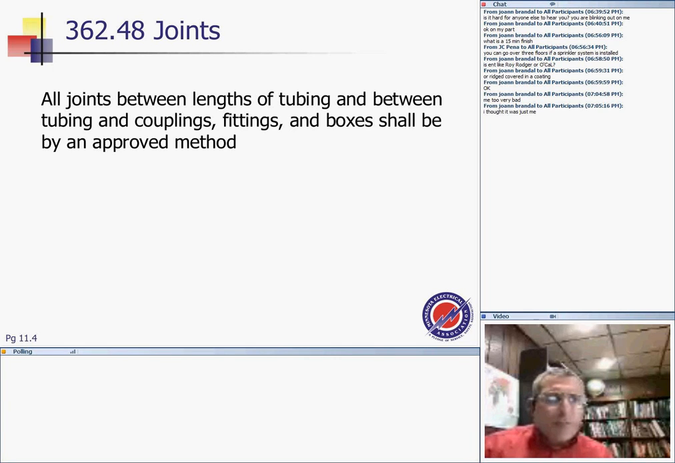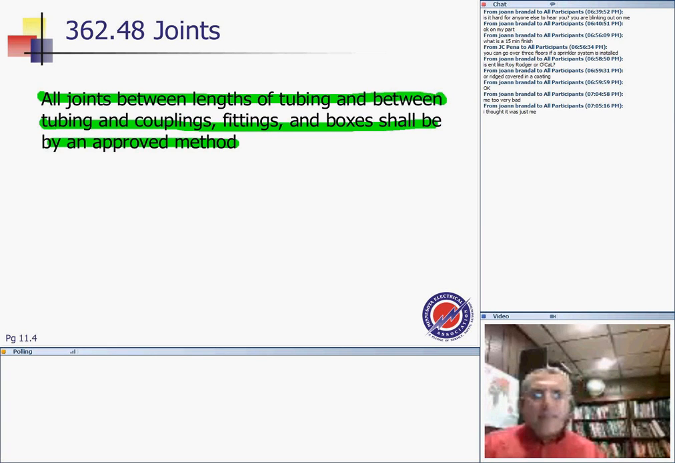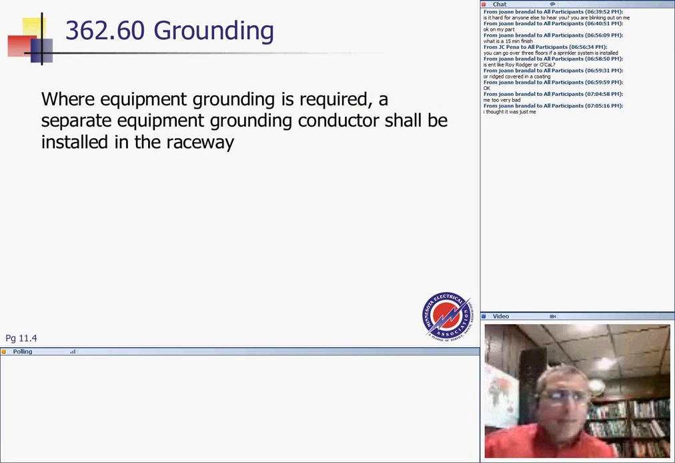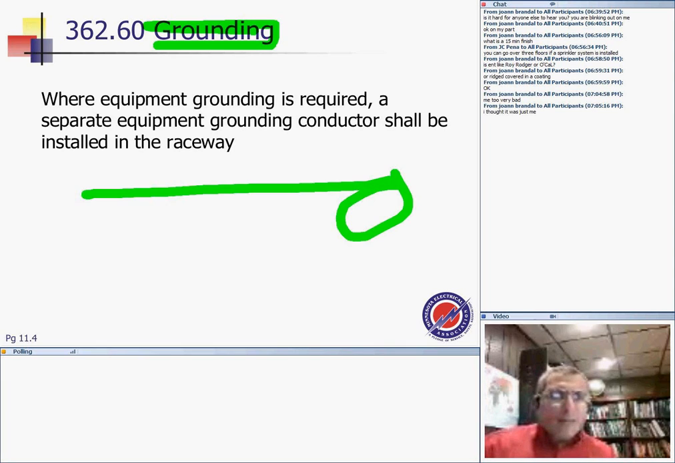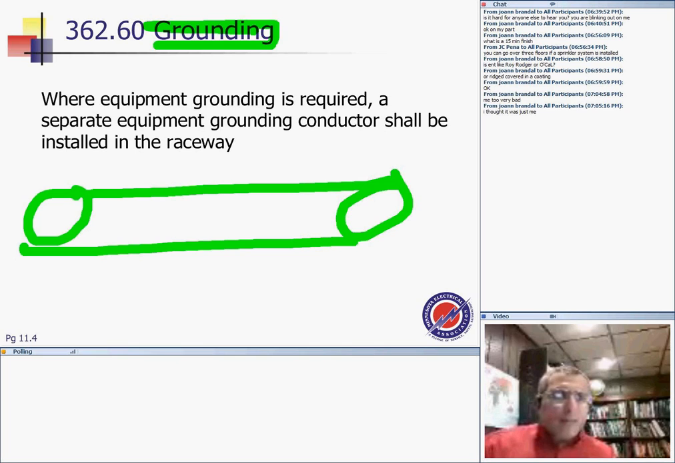Tubing fittings shall be approved methods. When you join all this stuff, you can't just go custom design and hot glue them together and cover it in. You have to have everything listed, fittings and so forth. Grounding. Drawback of this conduit, guys, non-metallic. As you pull your conductors inside the conduit, you have to make sure that you accommodate for a grounding conductor.